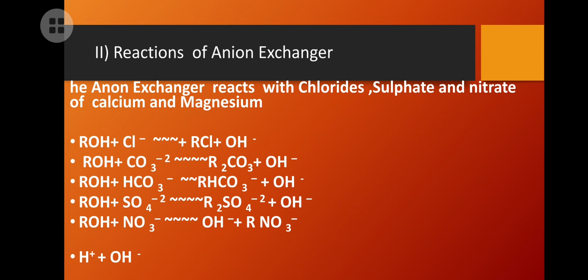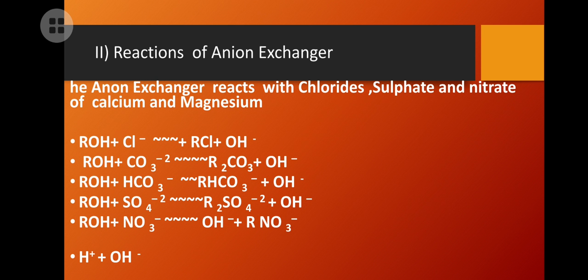sulfate and nitrates of calcium and magnesium. Hence, five reactions are shown where ROH reacts and these ions are exchanged. The first reaction is between ROH and Cl, and as a result RCl is formed and OH ion is released. In the second reaction, ROH reacts with a carbonate ion, and as a result R2CO3 is formed and again an OH group is released.